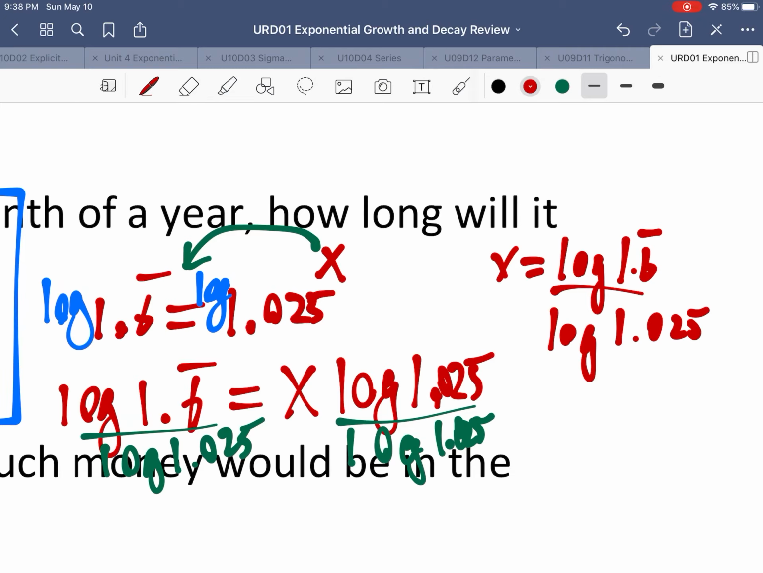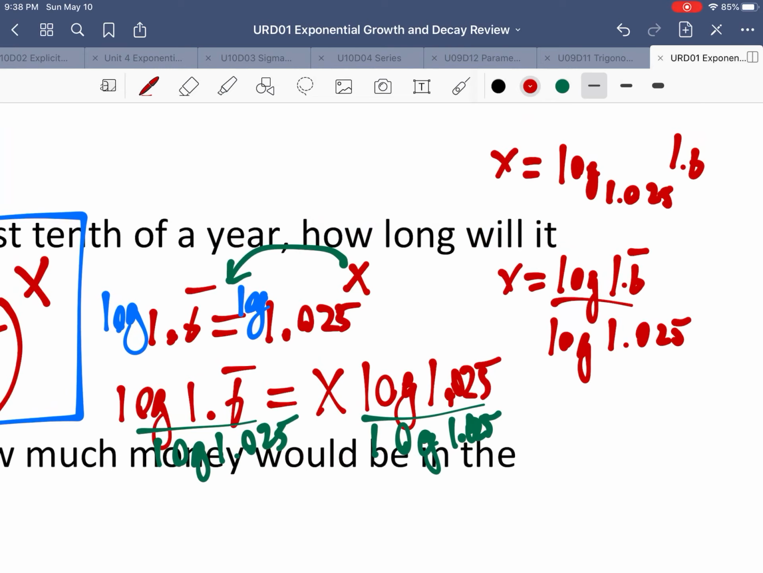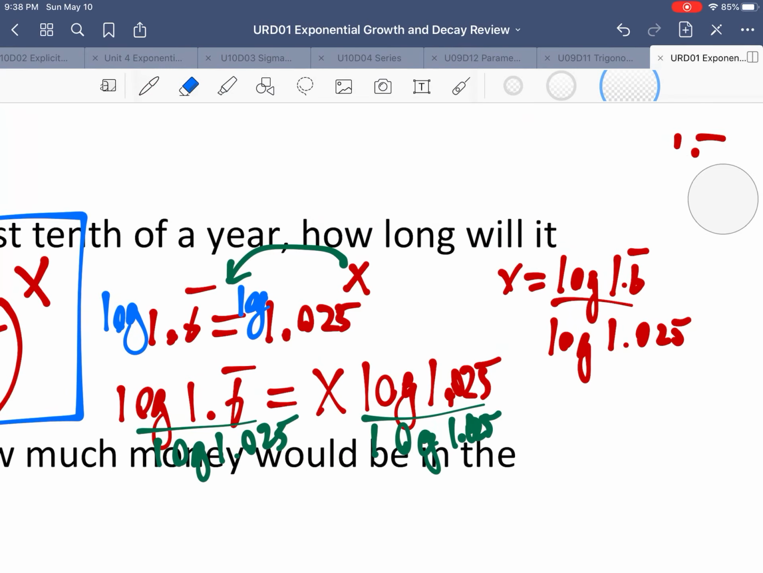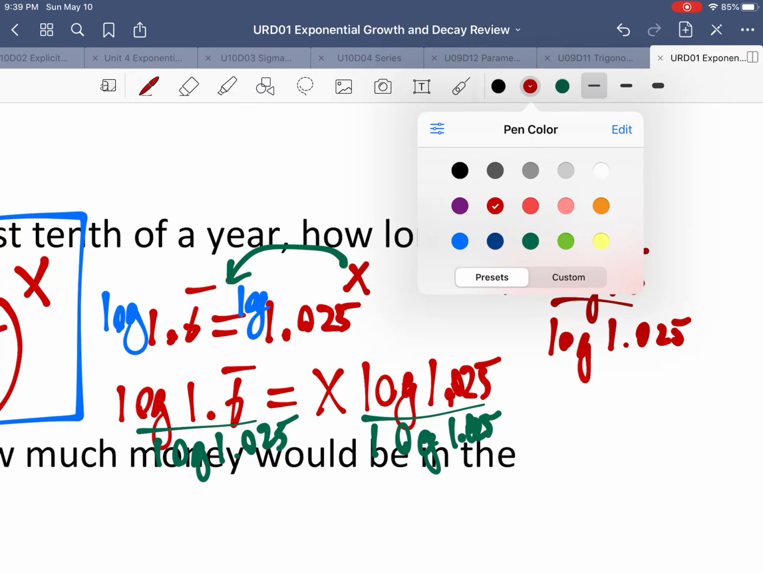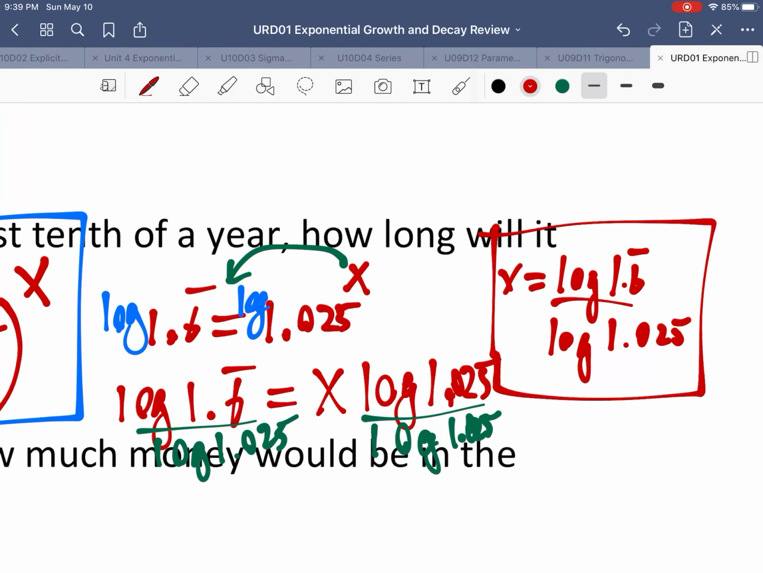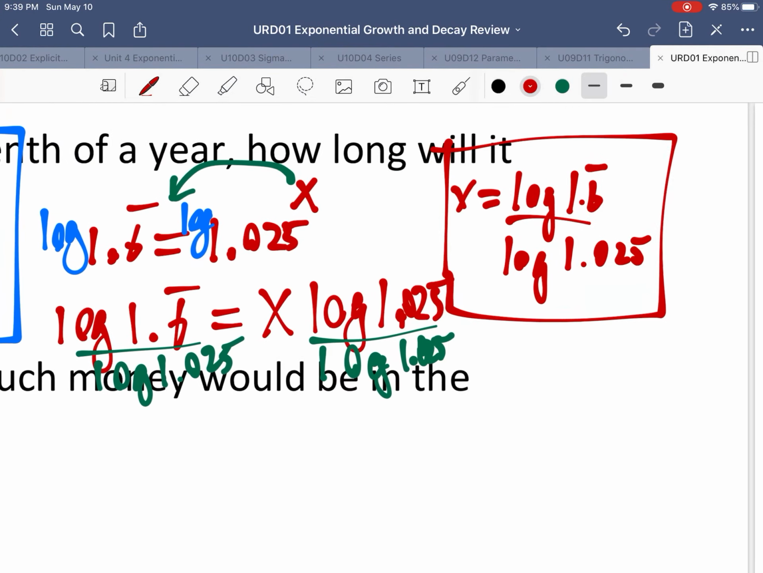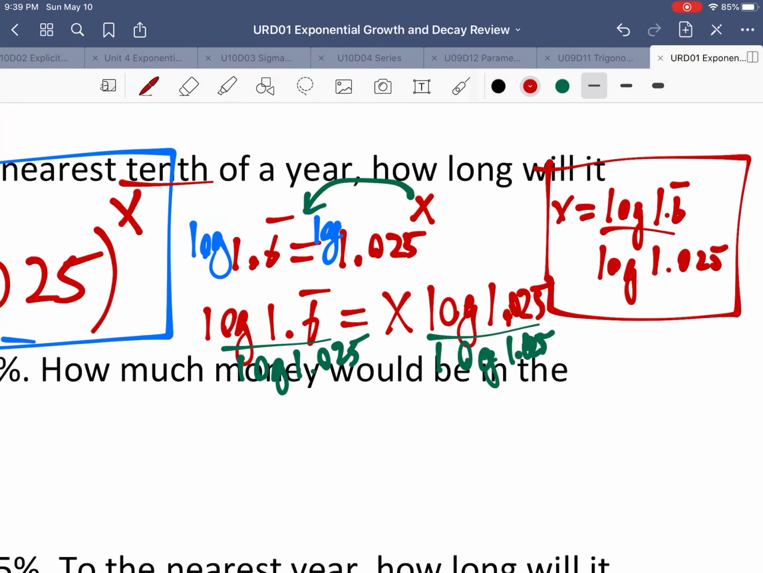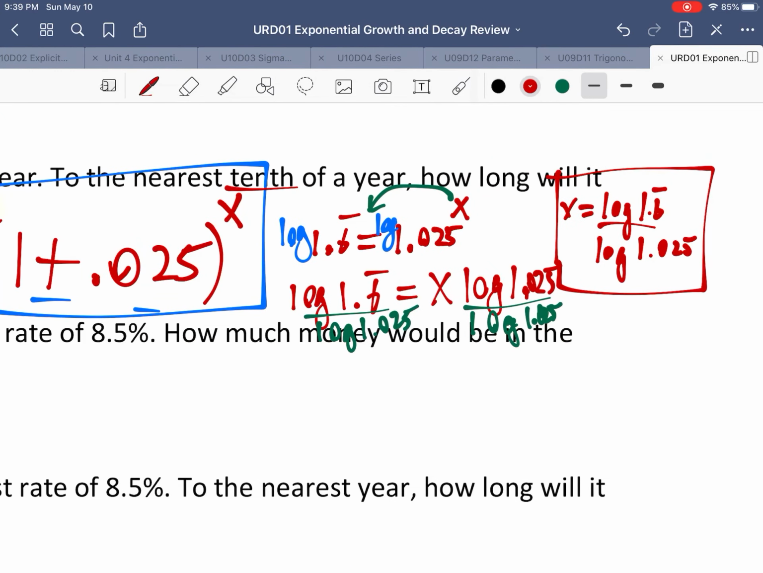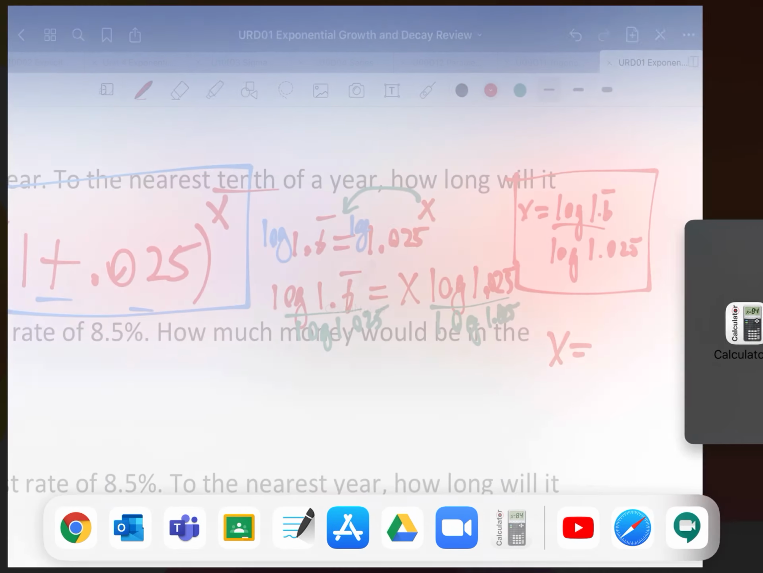1.025. Now, this is mathematically equivalent to x is equal to log base 1.025 of 1.6, which is what I showed you in the classroom. So this would be a similar method of solving. We're not going to use this. All right, so I'm just going to type this into a calculator, and we're going to see what value we get. Now, this problem tells us to round our answer to the nearest tenth of a year. So we're looking for something like 5.2 or something. So x equals calculator.